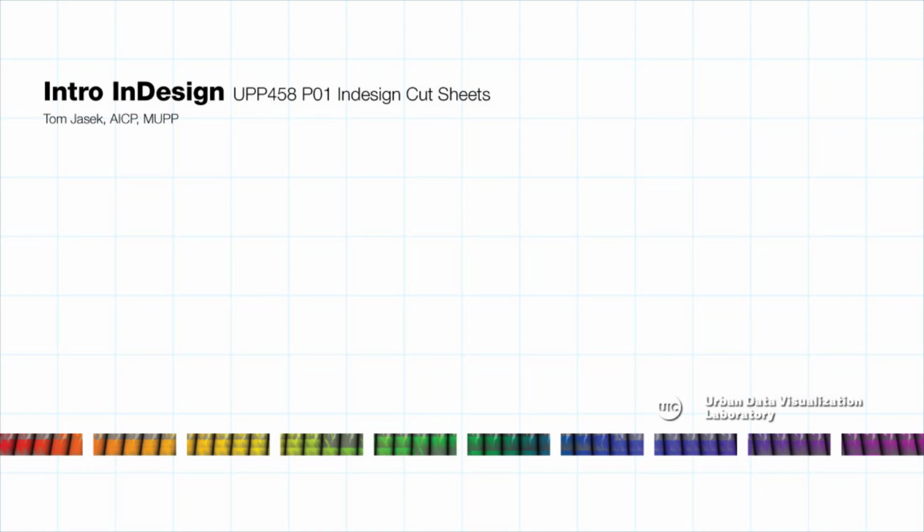So let's think about the project. What is a cut sheet? Well, cut sheet's a bit of a loose term. It has different meanings in different disciplines. In architecture and engineering, a cut sheet refers to a detail from a larger construction document that focuses on one area of the project.